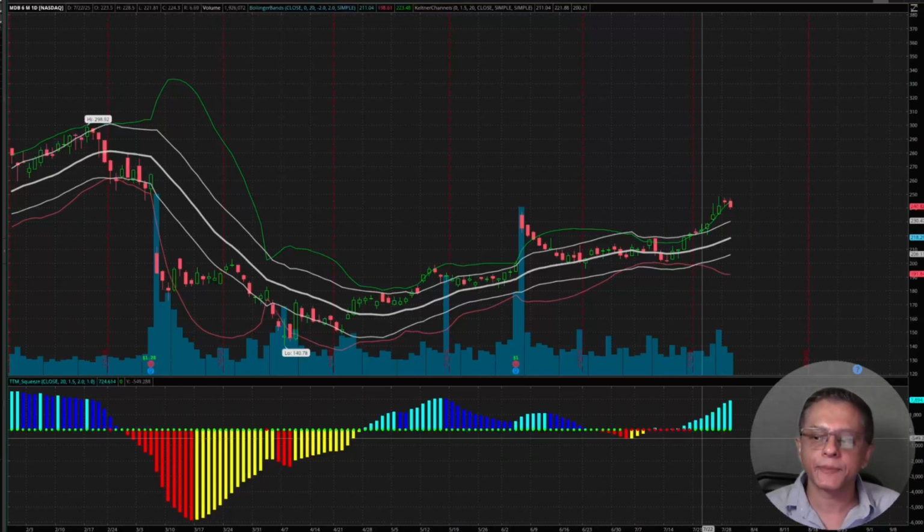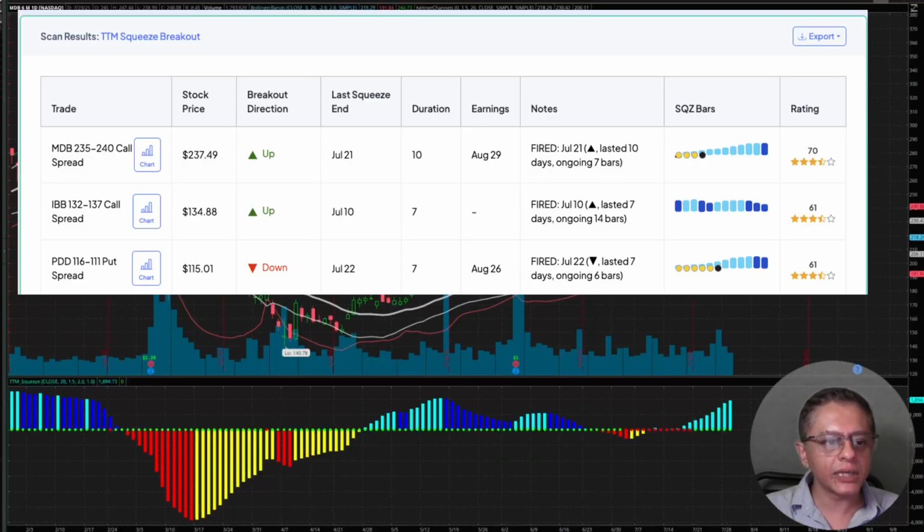As long as those light bars keep increasing in size, that means that the breakout is still in play. So if you look at the scan result, it's telling you that the breakout direction is up. The stock was stuck in a squeeze for 10 days, and now the breakout has been happening for 6 bars. And it's even telling you which call spread you would want to take.